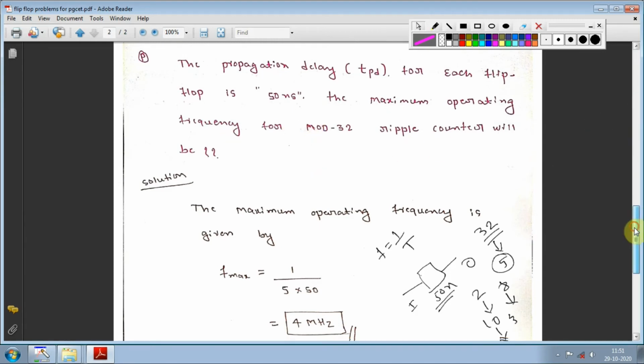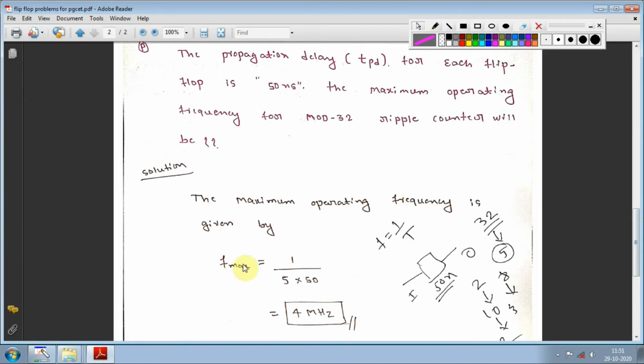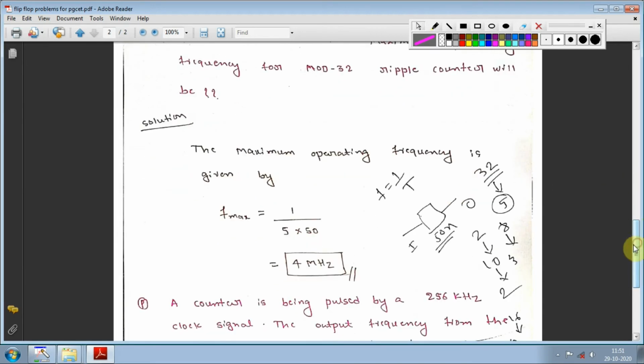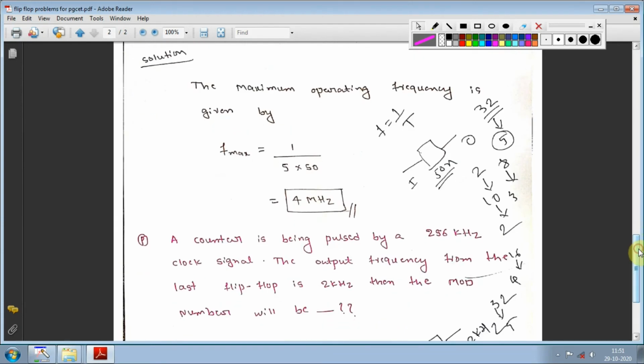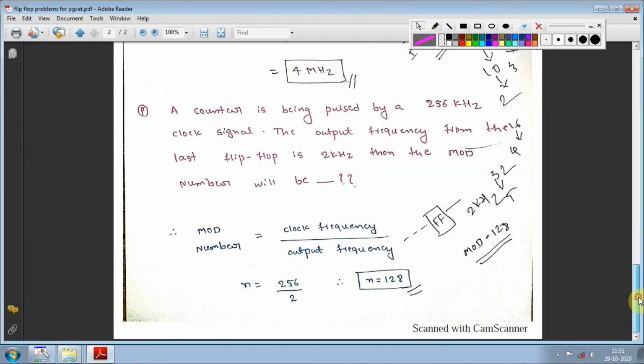Okay. So what I can do, same formula, f maximum equal to 1 divided by mod 32 means 5 bits I have to use, and each flip-flop delay is 50 nanoseconds. So I just multiply these two, then I will be getting 1 by 250, then I will be getting 4 megahertz as the total output here. So you just see there. Alright, so that's about the third problem, and the last one is very important, slightly different.